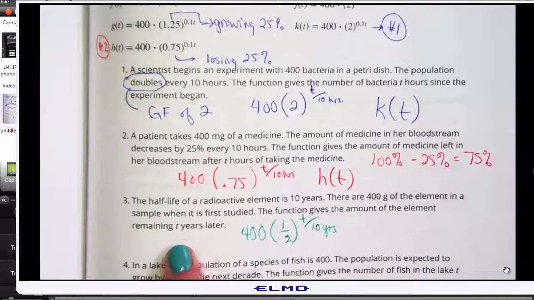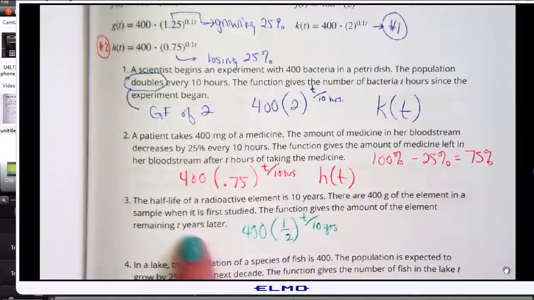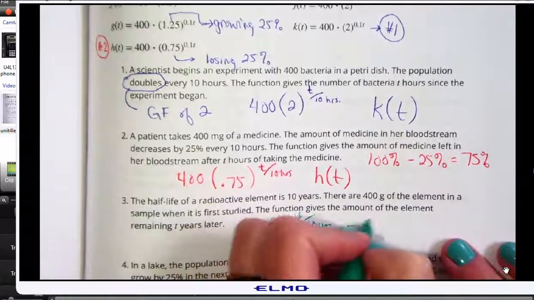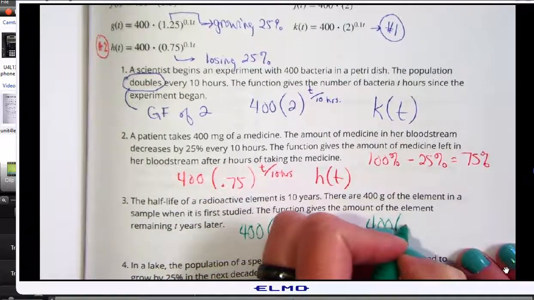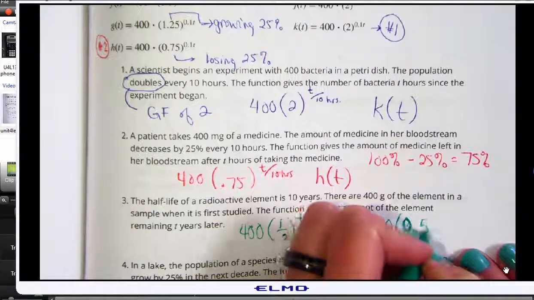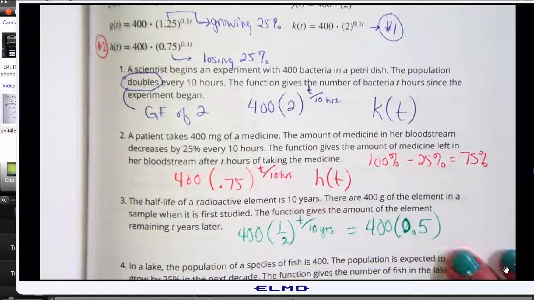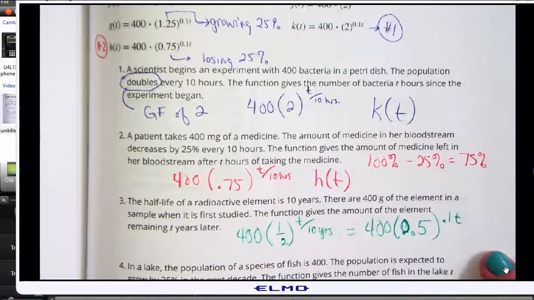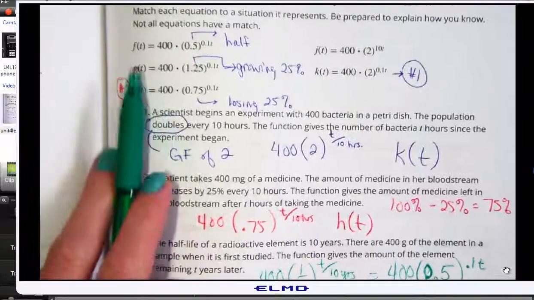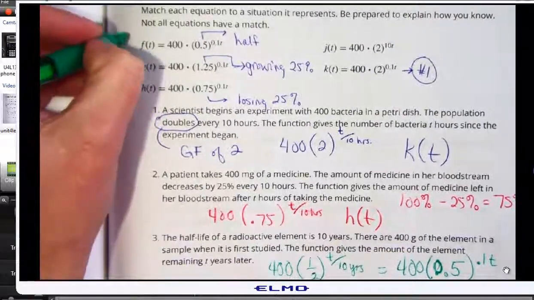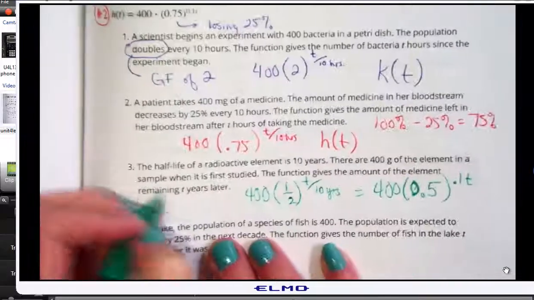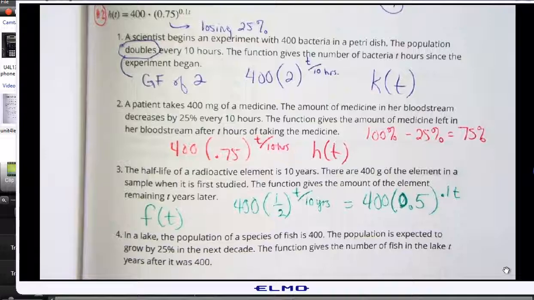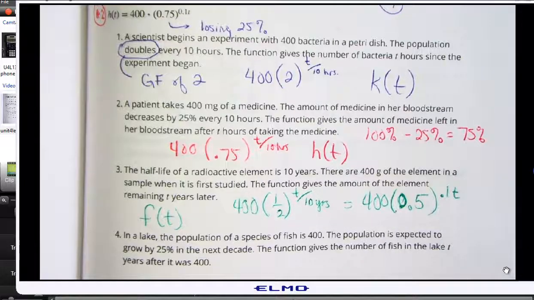So if I want the amount left at any t years, it would look like this: 400 times 0.5, just writing half as a decimal, and raising it to the 1/10 of t, 0.1 t. And up top, that is going to match function f. And last but not least, I didn't even need a calculator for any of these things.